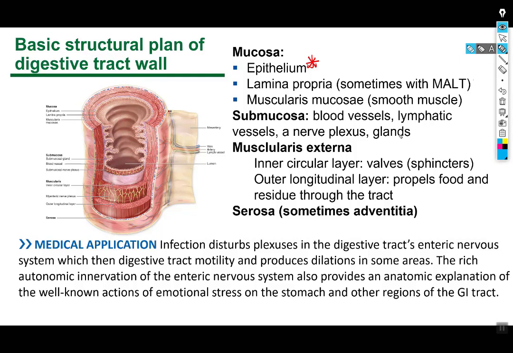In fact, submucosal glands are often a good thing to look at in lab when you're trying to, for example, decide whether you are in the duodenum or the ileum. Hint, hint, duodenum has Brunner's glands, ileum does not. And then after that, there is the muscularis externa, which has an inner circular layer, and in certain places that thickens up to form valves, and also an outer longitudinal layer, which is going to run parallel with the direction of the tubing. So this is going to propel food through the tract. Together, these two allow for an action called peristalsis.